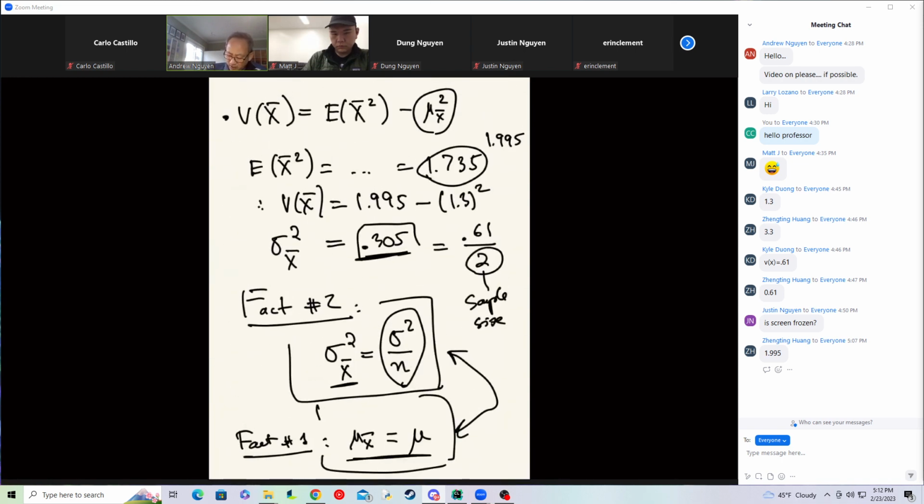Regardless, this is always true when I look at how X bar is changing. The expected value of X bar is always the same as the population mean. When I look at how X bar fluctuates, it's sigma squared over n. The second property tells me that the variance of X bar is really small compared to the variance of the population, of individual observations. It's n times smaller, yeah?